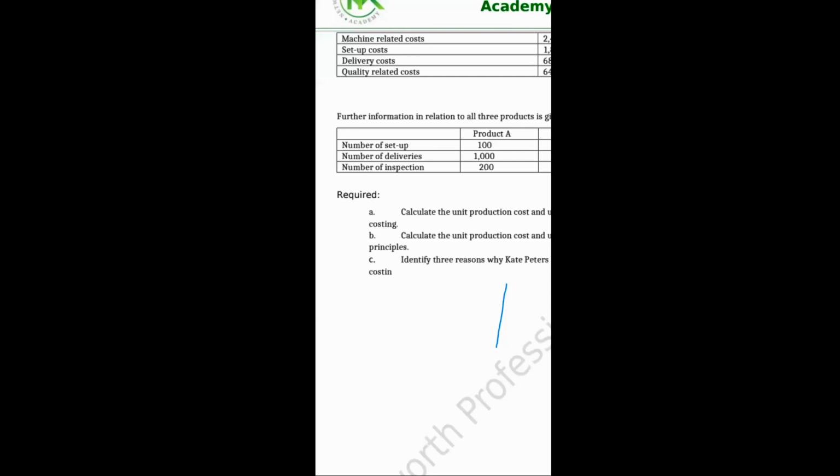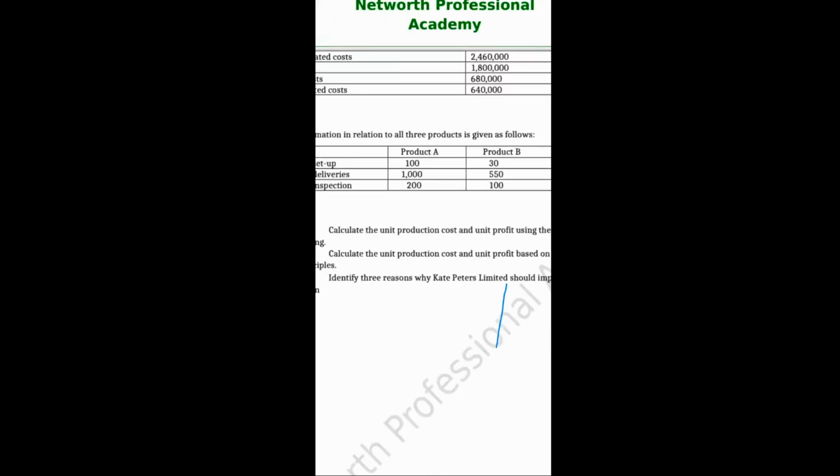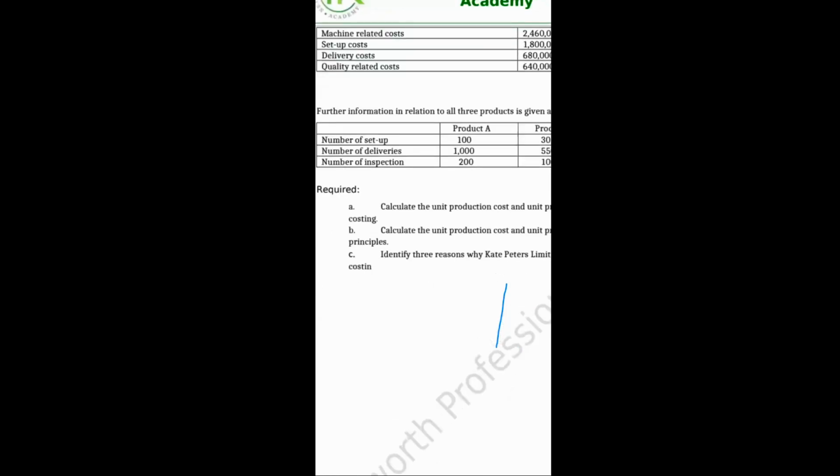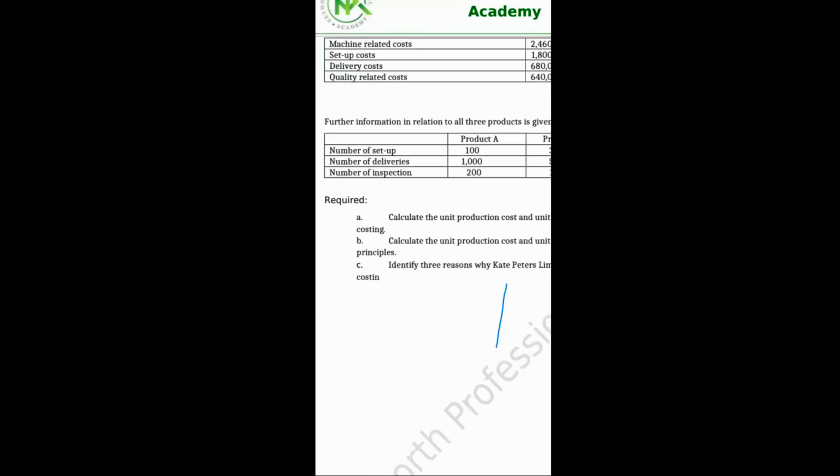Further information relating to all three products is given below: number of setups, number of deliveries, number of inspections. Of course, setup is for setup cost, delivery is for delivery cost. When we say quality, that means we are going to inspect it. By the time we inspect, we are going to know the quality of the products, number of inspections required.